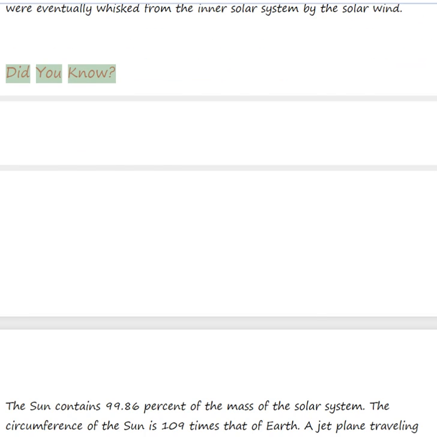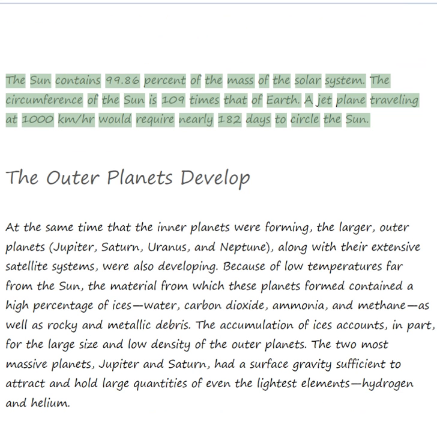Did you know? The Sun contains 99.86% of the mass of the solar system. The circumference of the Sun is 109 times that of Earth. A jet plane traveling at 1,000 km/h would require nearly 182 days to circle the Sun.